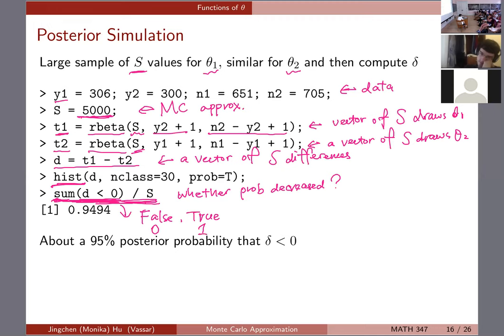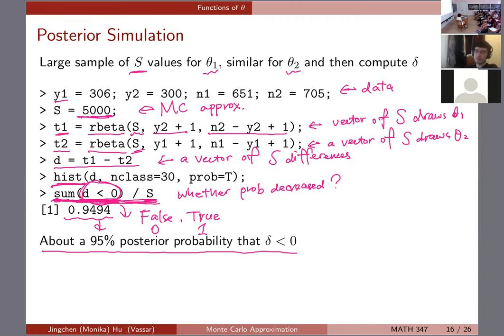So once you do this operation, it's going to be a vector of 5,000 trues or falses. And then if you do the sum, that's just going to tell you how many trues there are. Okay, so if you do the sum of d smaller than 0, and then divide by the total number of draws you have done, you can see what the probability is that you're going to get a negative difference. Based on this, because this is very close to 95%, you can make a statement that there is about a 95% posterior probability that delta is smaller than 0.